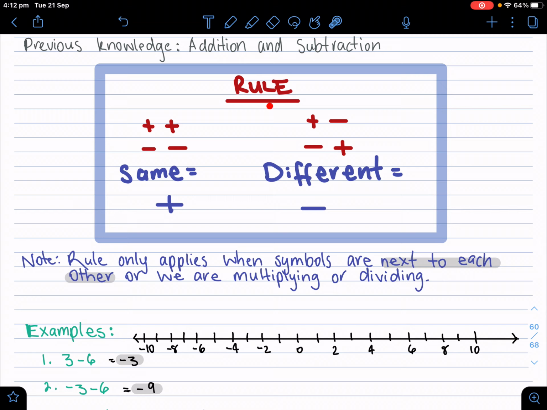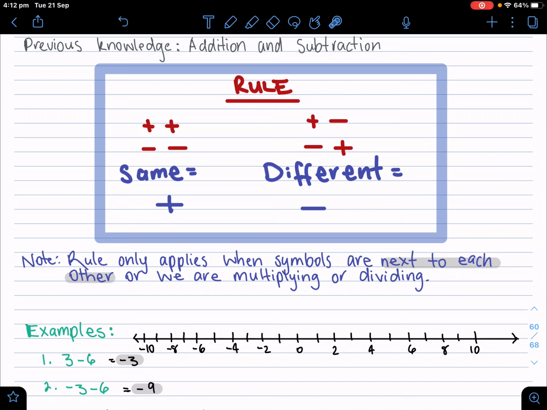So the rule is that if the symbols are the same, for example, it's a plus and a plus or a minus and a minus, then they will be equal to a plus. But if the symbols are different, for example, it's a plus and a minus or a minus and a plus, then that will equal a minus. Now you're probably thinking, I don't get that. Let's go through a few examples a bit later on and it'll all make sense.